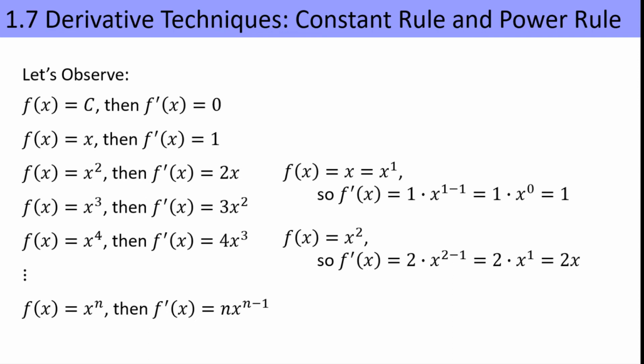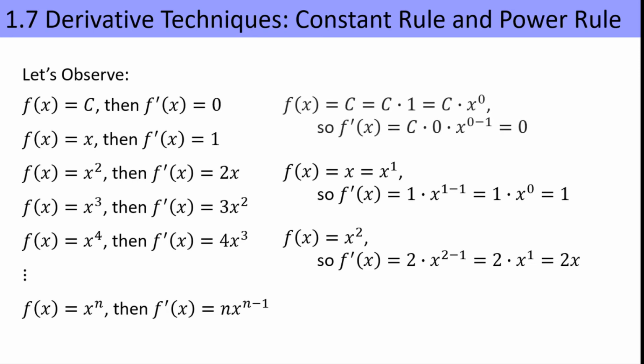We remember from the rules of exponents that x to the 0 is just 1, so when computed, the derivative of f of x equals x is 1, using the general power rule. Now let's try that for the constant.